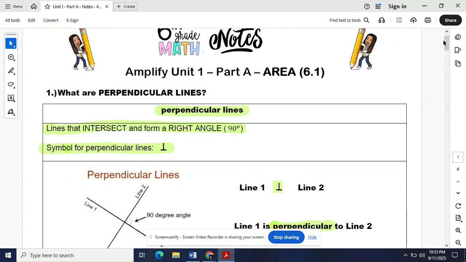Perpendicular lines are lines that intersect and form a right angle, and a right angle is 90 degrees. Feel free to highlight or underline the important information that's also underlined here. The symbol for perpendicular lines looks like an upside down capital T.